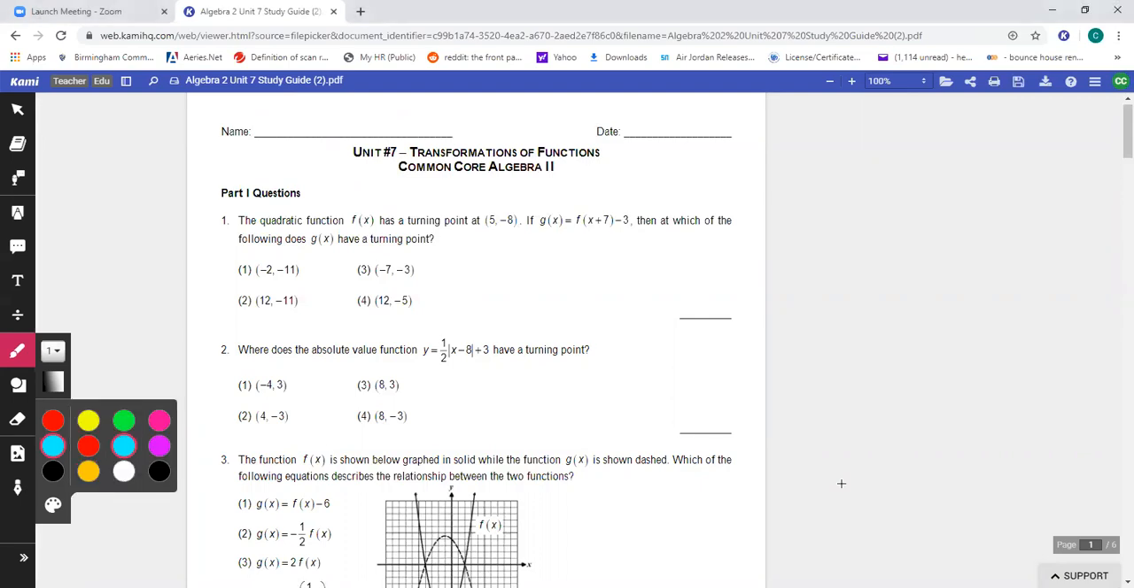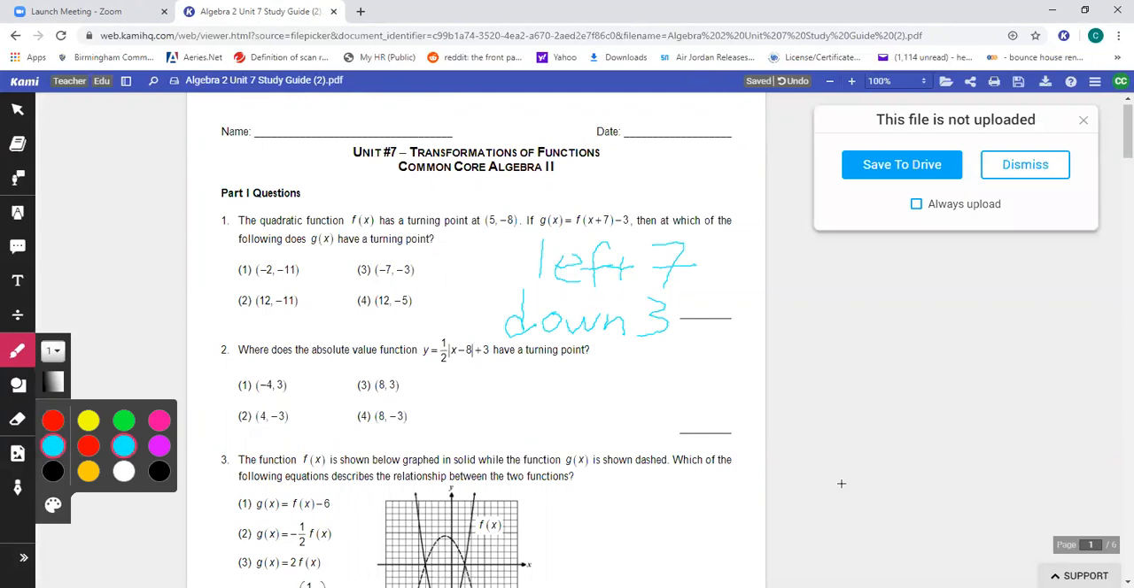So number one, the quadratic function has a turning point at 5, -8. And here's the transformation that happens. Remember, if the +7 happens inside the parentheses, this is being left 7. And then the -3, that's down 3, because that's on the outside. Inside, remember, right and left switch. When you see it's a plus, it's left, and a minus, it's right.